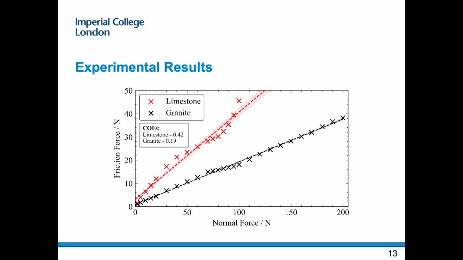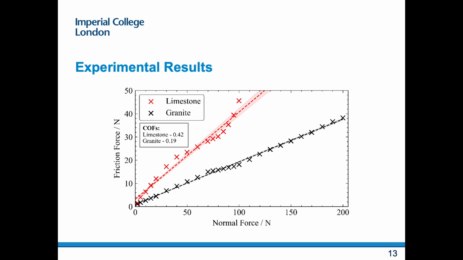Initially, we examined the variations in friction force with normal force using macroscale tribometer experiments, with the black line showing diamond on granite and the red line showing diamond on limestone in a humid air environment. In both cases, consistent with Amontons' friction law, the friction force increases approximately linearly with normal force. In an aqueous environment, we see the same trend, that the friction coefficient for diamond on limestone is significantly higher than for diamond on granite, but only more exaggerated.